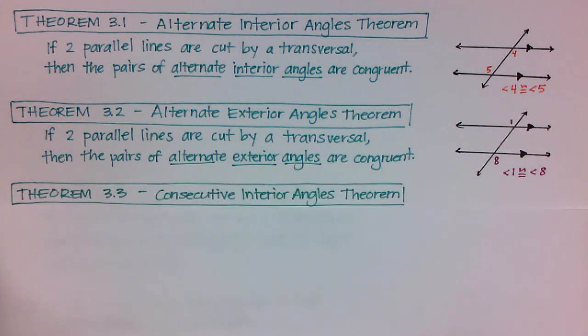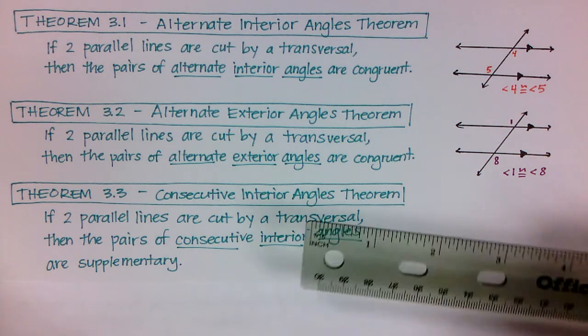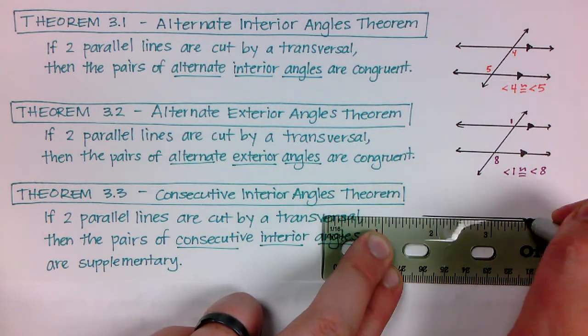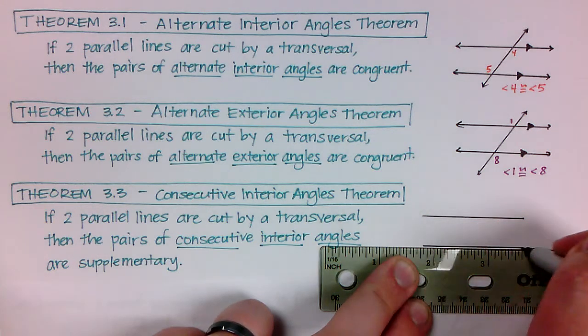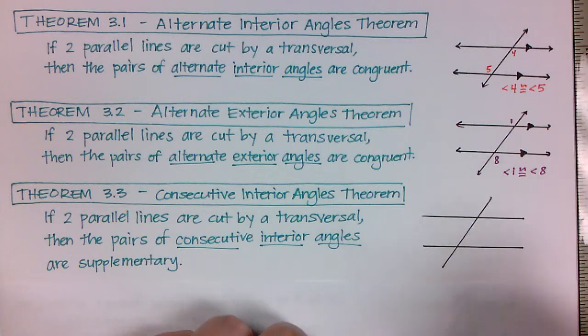This one is titled the consecutive interior angles theorem. And what it says is, if two parallel lines are cut by a transversal, then the pairs of the consecutive interior angles are supplementary. So let's see if we remember what that means. If I have my two parallel lines, again, you're going to get really good at drawing today. Hopefully you have your ruler out. And I have my transversal.